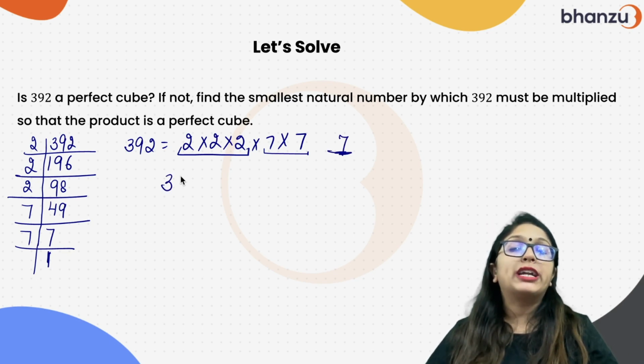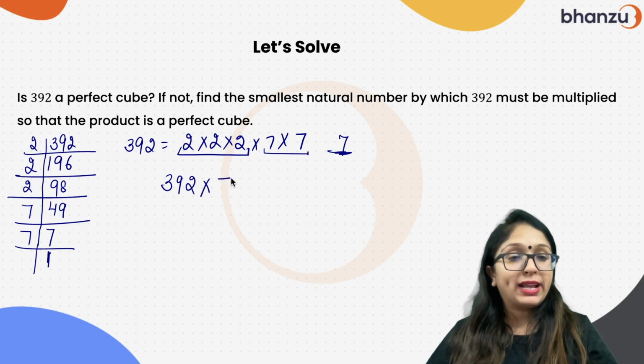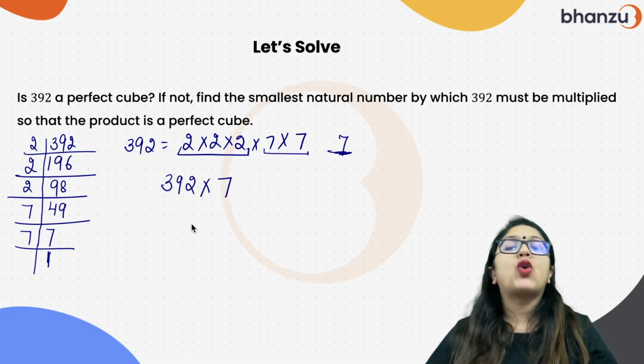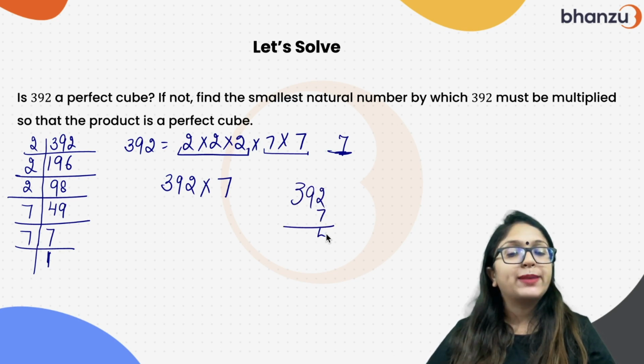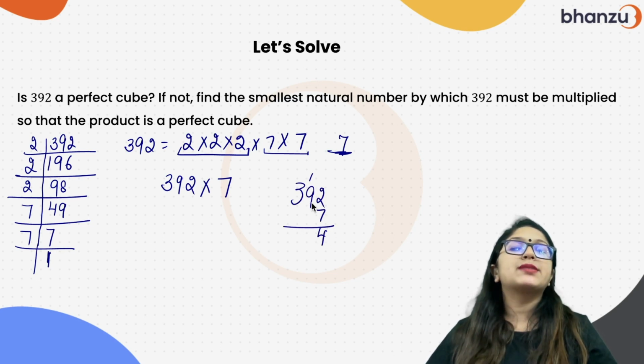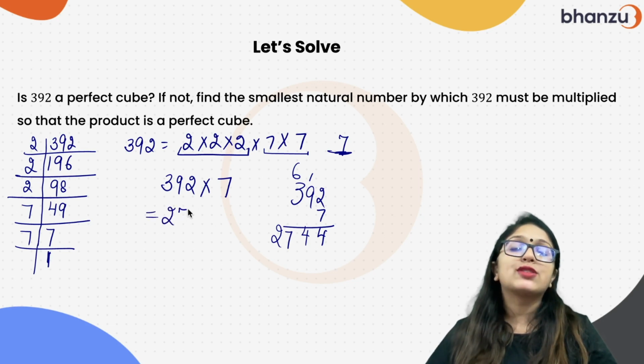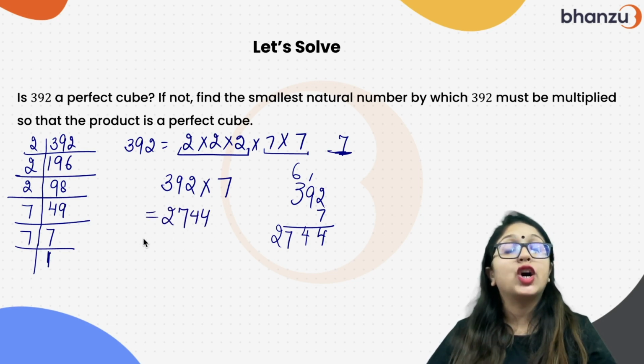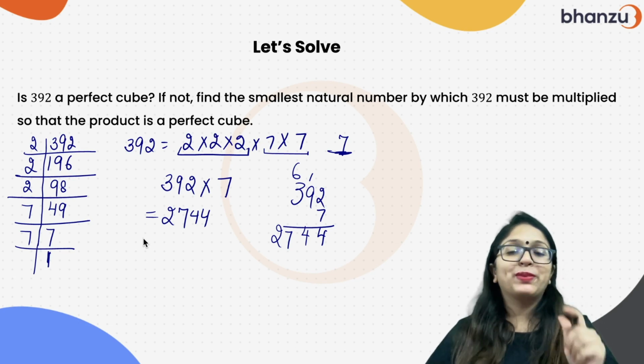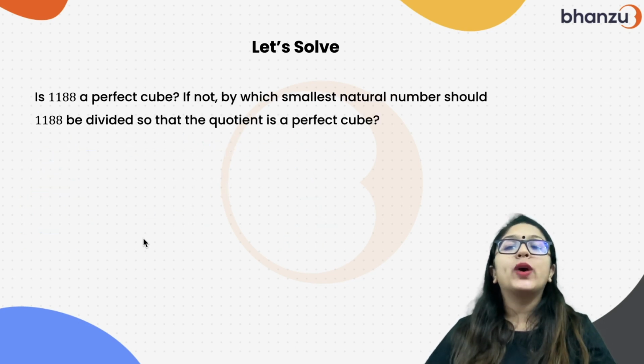So we are going to multiply 392 by 7. And then what is it going to be? Let's quickly multiply it over here. 7 times 2 is 14. Then 7 times 9 is 63 plus 1 is 64. 4 here, 6 here. 7 times 3 is 21 plus 6 is 27. So we can say that 2744 is a perfect cube. Is that okay now? So let's go ahead with the next one.